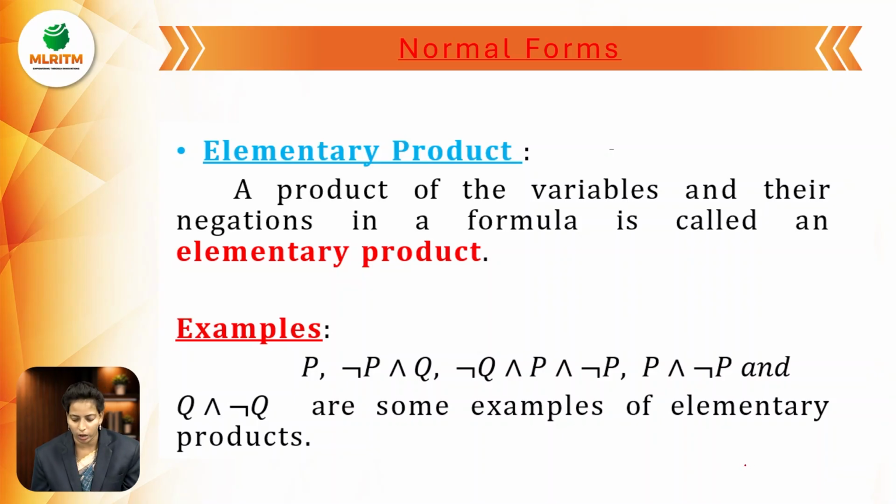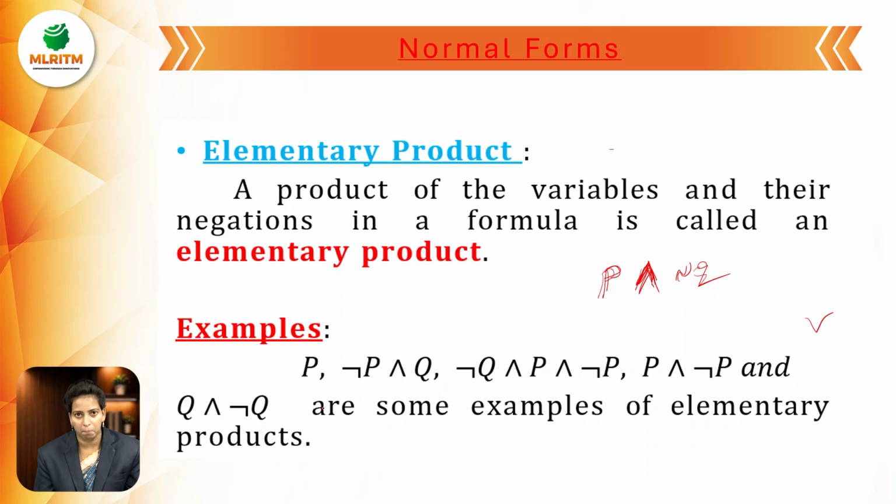What is meant by elementary product? The product of variables and their negations in a formula is called an elementary product. Product means the and symbol, sum means the or symbol, right? Variables means P, Q, R, like that; all are called variables. Variables are nothing but propositions. So P and the negation of a variable, negation Q, is called an elementary product.